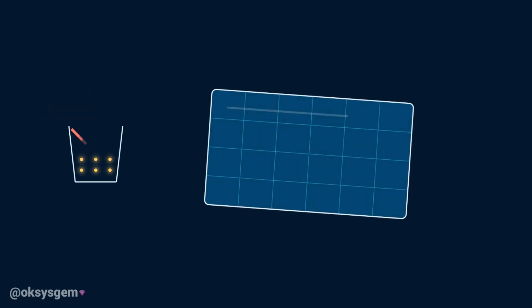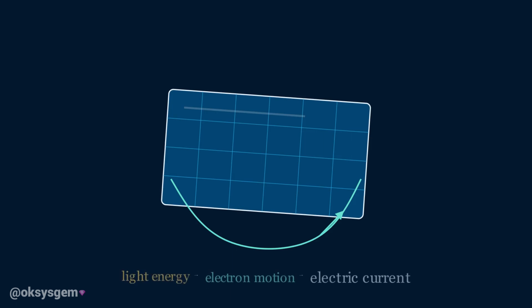A solar panel does not collect sunlight in the same way that a container collects water. Instead, it uses the energy carried by photons to set electrons in motion. That movement of electrons is what we call electric current. To understand how this happens, we first need to look at the material inside a solar cell.